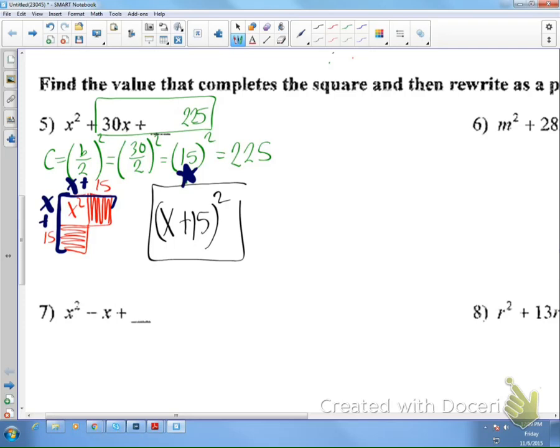Okay, that's a nice one because b was even. Because we can divide even numbers by 2, right? All even numbers divided by 2, it comes out nicely.